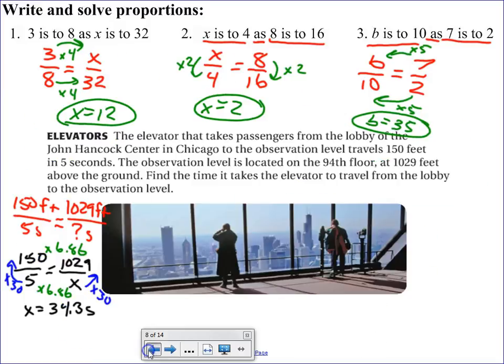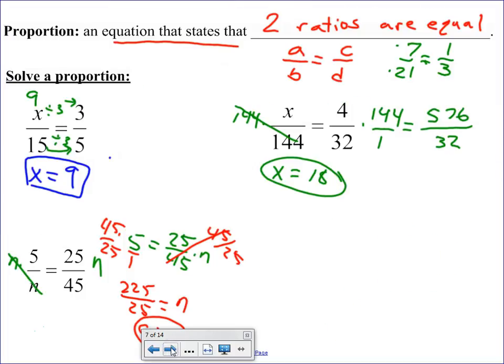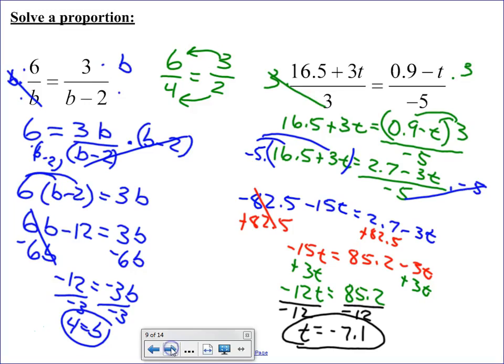So we've taken a look at how to write a ratio, what it means, how to solve those proportions, and then how to solve a proportion by following the same rules we use for solving equations. We got practice problems and application.